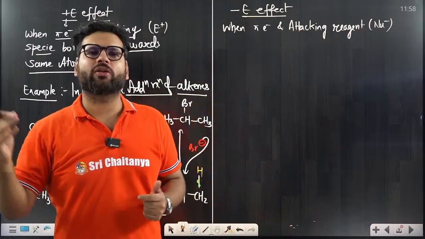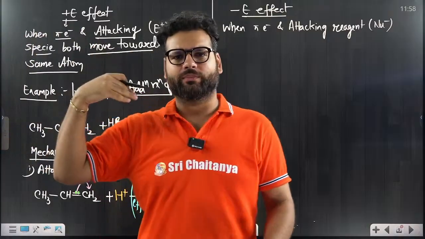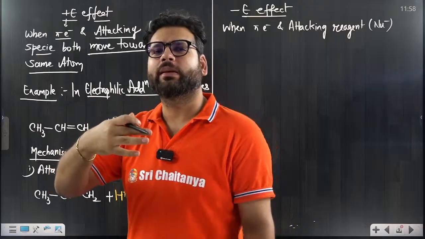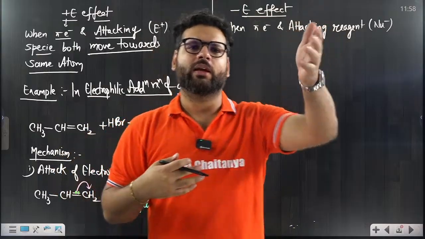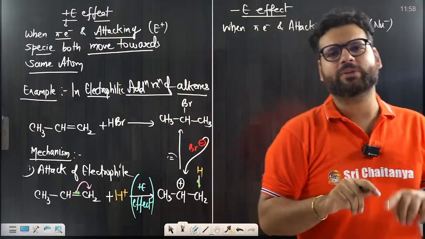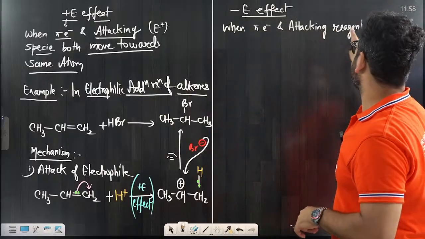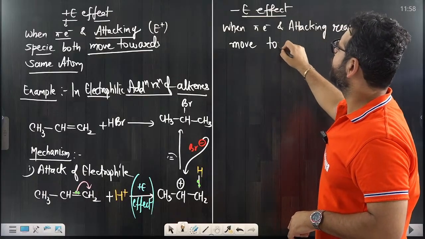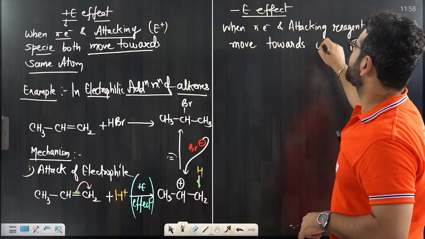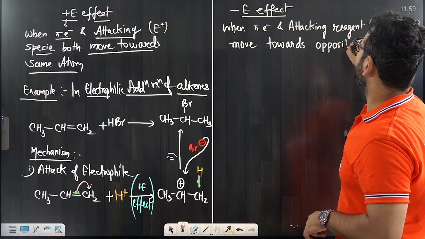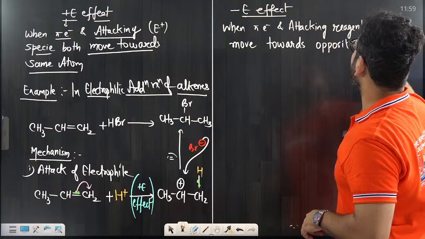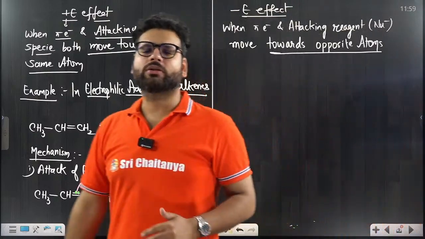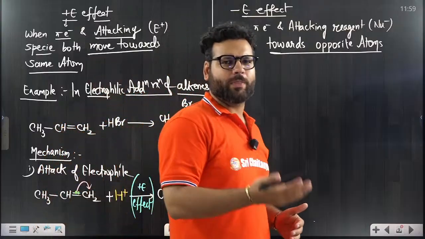So if an electron rich person is coming to attack on me, automatically my pi electrons will feel repulsion. They will jump away from me. So this is the opposite direction. So when pi electrons and attacking reagent move towards opposite atoms, if the attacking species comes to A, pi electrons will not go to A, pi electrons will go to B.